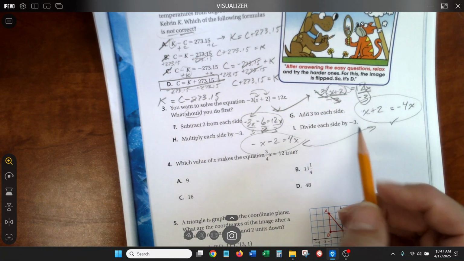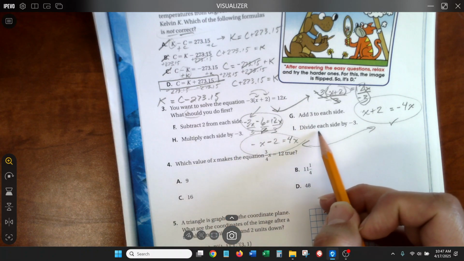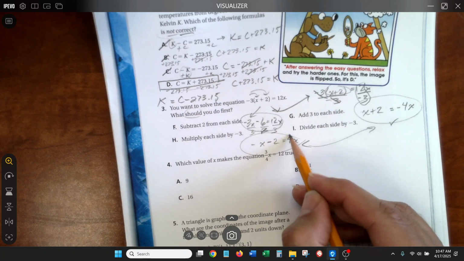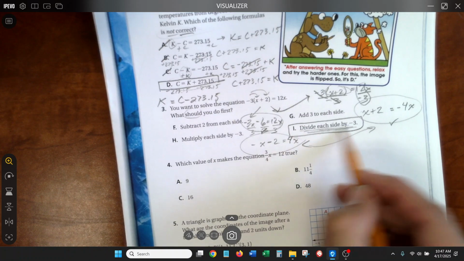So just to show you that. But we're limited by our answer choices. And the only one that matches one of the two methods is this: divide each side by negative 3.